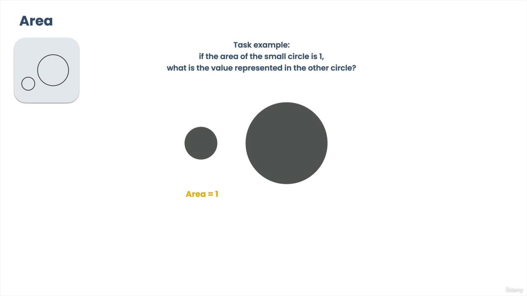Okay, so let's continue with the rest of the elementary perceptual tasks. The next task is decoding area. You will probably have seen a lot of graphs that require the user to decode area. But do you know if this is a difficult task or an easy one? Let me ask you to perform a very simple task. If the area of the small circle is 1, then what is the value represented in the bigger circle?